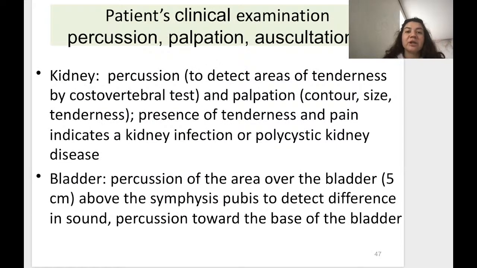During percussion, palpation and auscultation. Percussion of the kidney can detect areas of tenderness, the costovertebral test. Palpation, we can check contour, size and tenderness of the kidney. Presence of tenderness and pain indicates a kidney infection or polycystic kidney disease. Percussion of the bladder is performed in the area over the bladder, 5 centimeters above the symphysis pubis, and detects the difference in sounds. Percussion towards the base of the bladder.